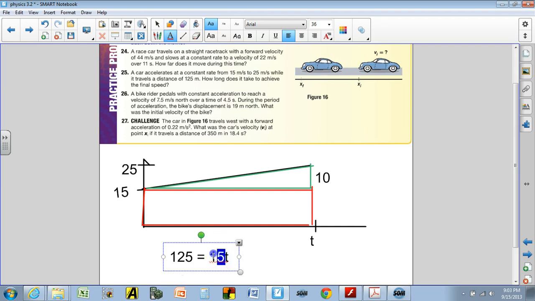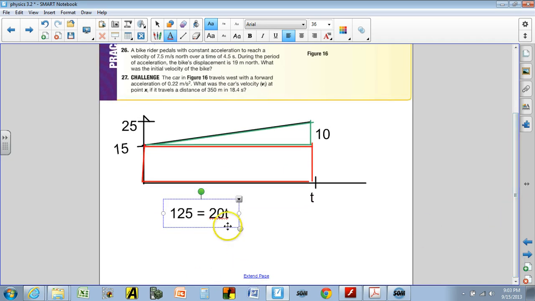15t plus 5t equals 20t. Divide both sides by 20. And we're getting t is equal to 125 divided by 20, 6.25 seconds.